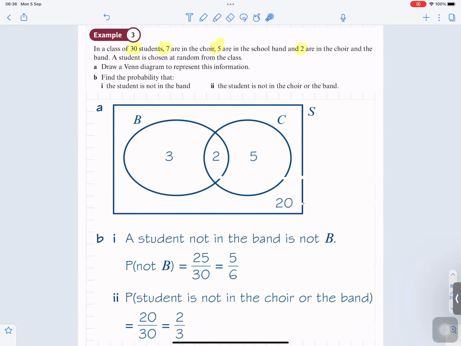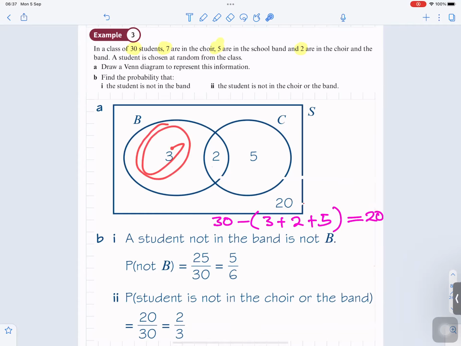So we can have 30 minus 3 plus 2 plus 5. 3 plus 2 plus 5 gives you 10. 30 minus 10 is 20. So that's how we got the 20 there. You add all of them, which gives you 10, and then 30 minus that. So that gives you what's outside.